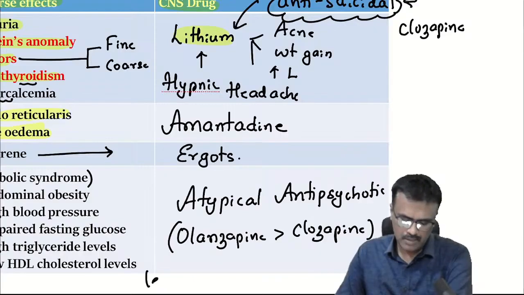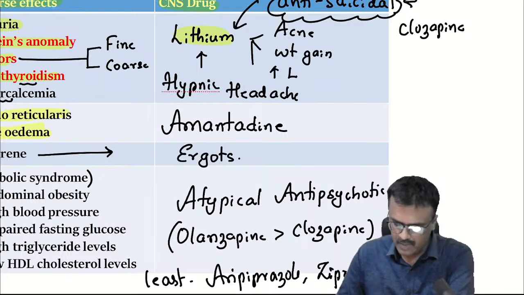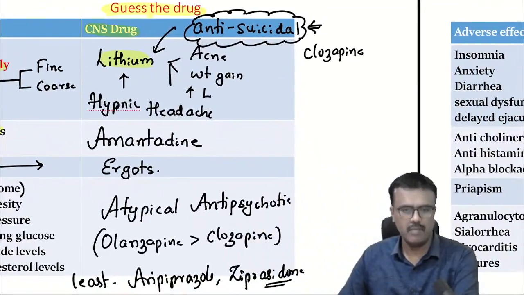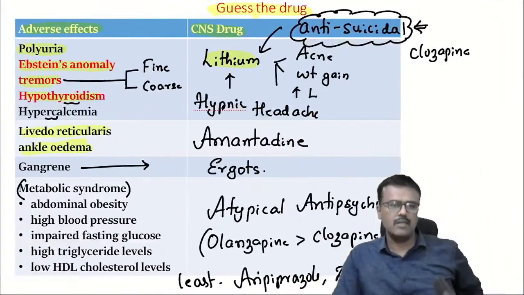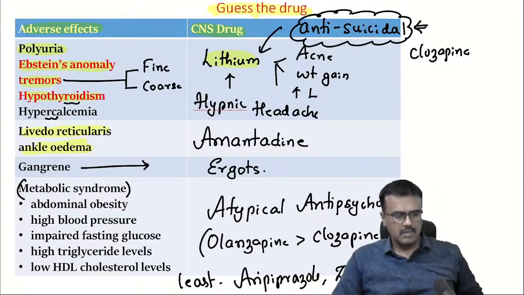And the least effect is seen with new drugs, aripiprazole and ziprasidone. So they cause least metabolic problem, and also they cause least cognitive dysfunctions. I hope you got this adverse effect, the drug names and everything.